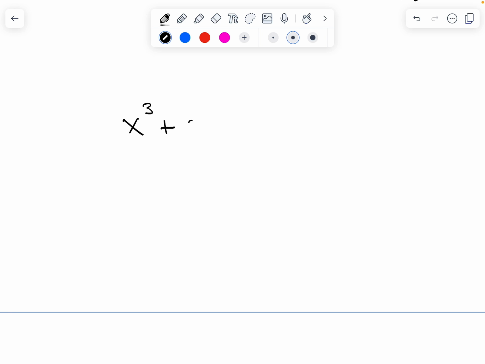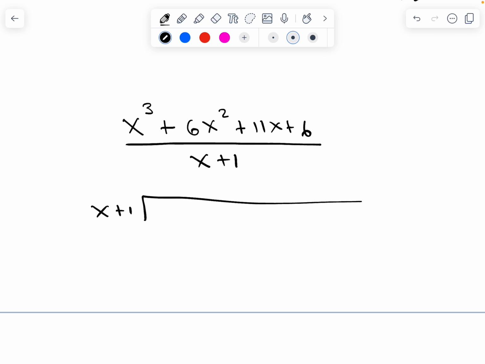So let's say we start with this polynomial, x cubed plus 6x squared plus 11x plus 6. We want to divide it by x plus 1. Now, we don't know for sure if it'll be divisible, but we're going to try. It'll be the same process, the same kind of long division. So we're going to do x plus 1. That's our divisor. And so we put that over on the left-hand side. And we're going to put this guy inside.